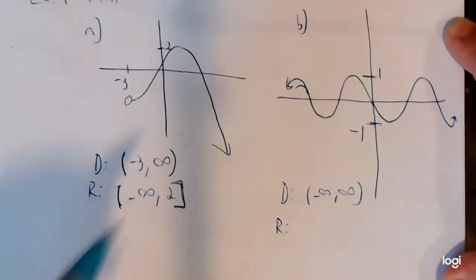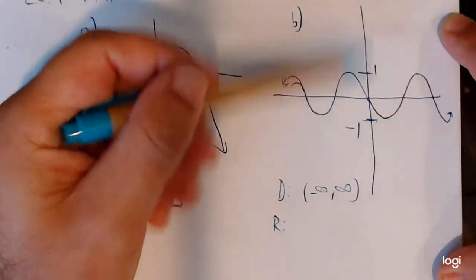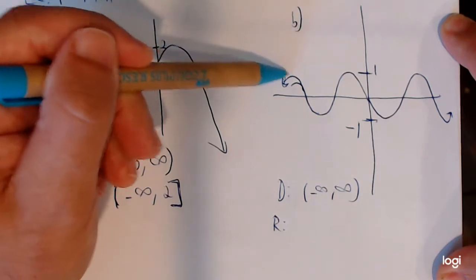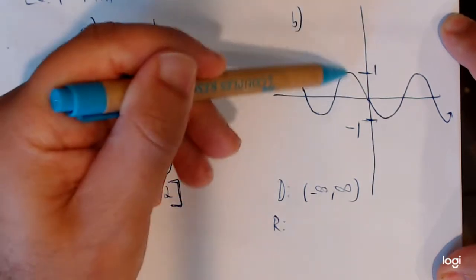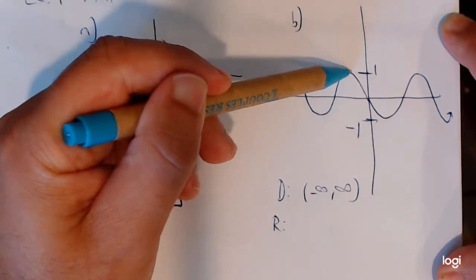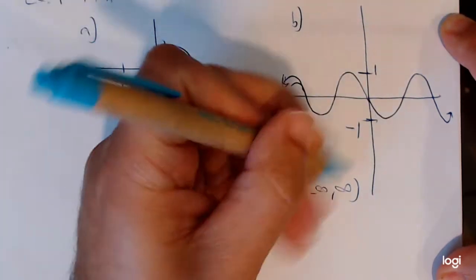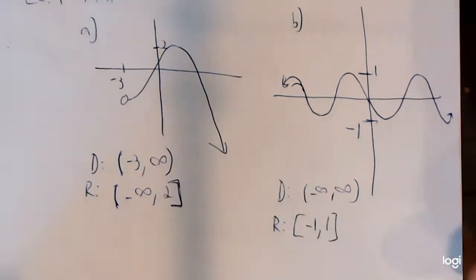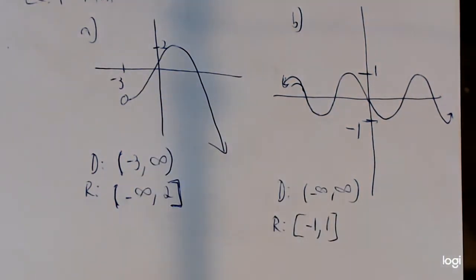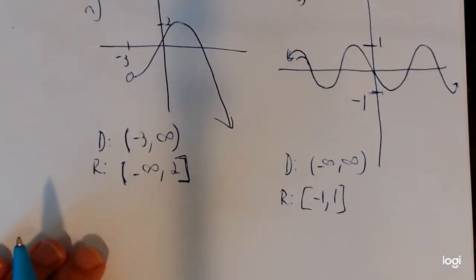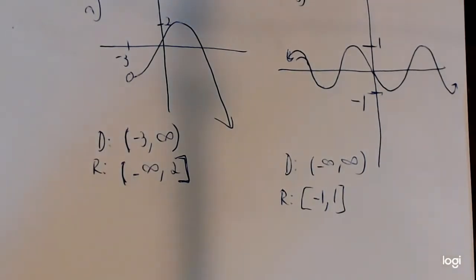Now, as far as the range is concerned, what do we notice? As far as up and down goes, this pattern continues on forever, and the highest it'll go is up to 1, the lowest it'll go is to negative 1. So my range, remember, always from the smallest number to the largest number, is from negative 1 to 1, including negative 1 and 1. Okay, so now we're going to go on to solving equations and inequalities graphically.